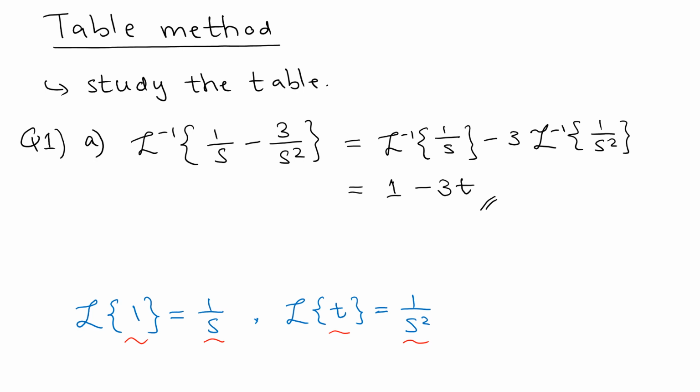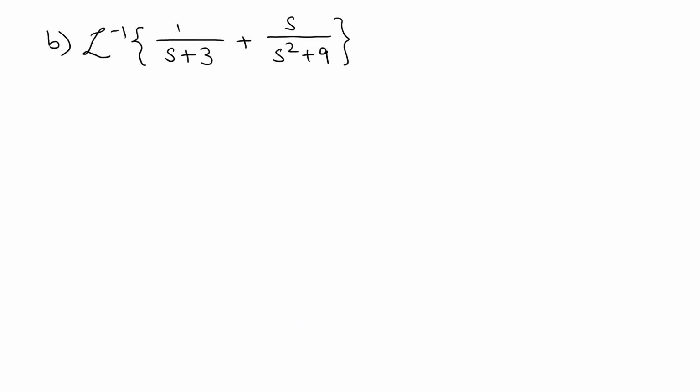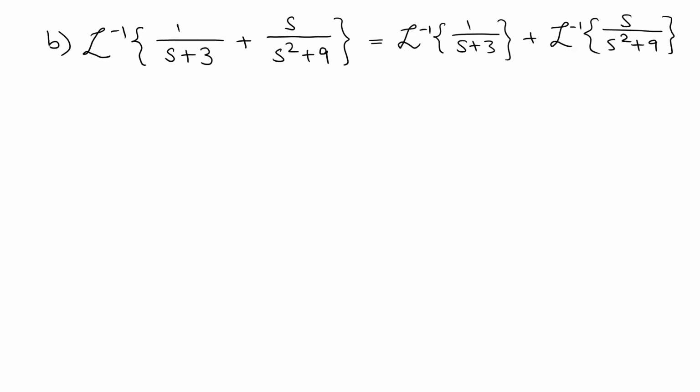So let's look at the next one. Now we have as the second one L inverse of 1 over s plus 3, plus s over s squared plus 9. By linearity we can write it like this first. So we have these two expressions. Now we're going to match these two with the table that we have, so we can recall these formulas first.